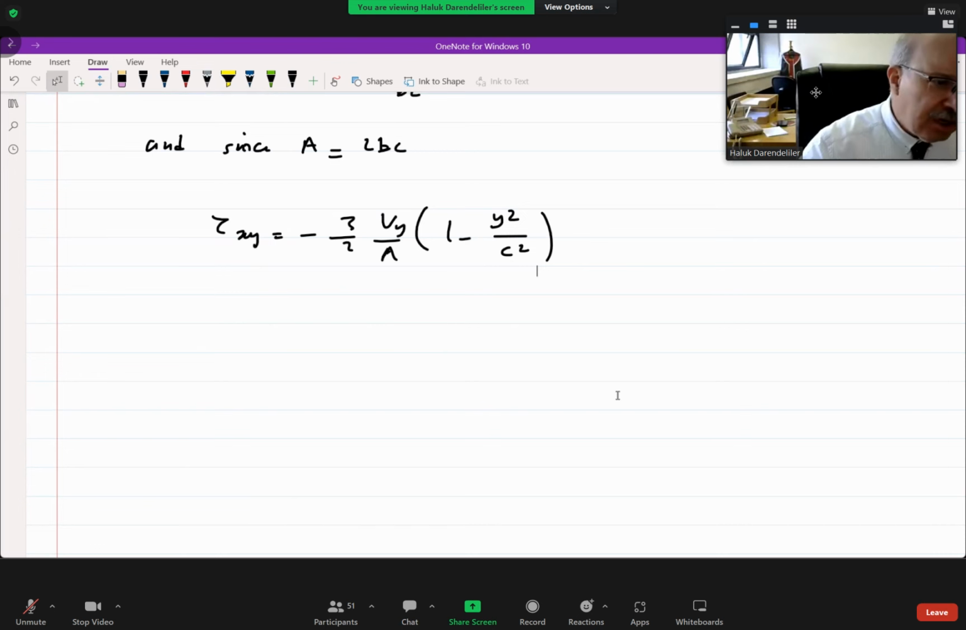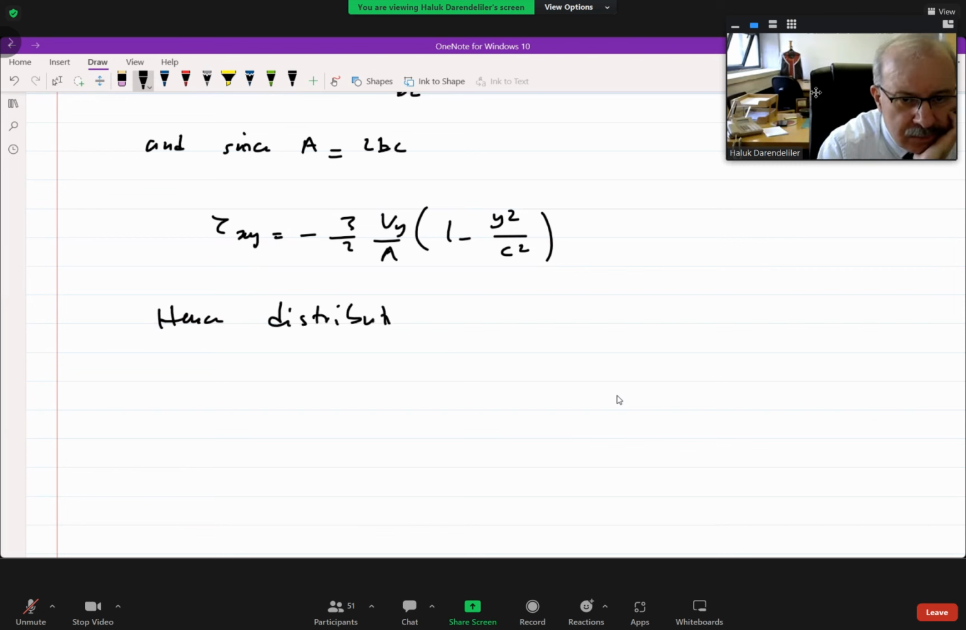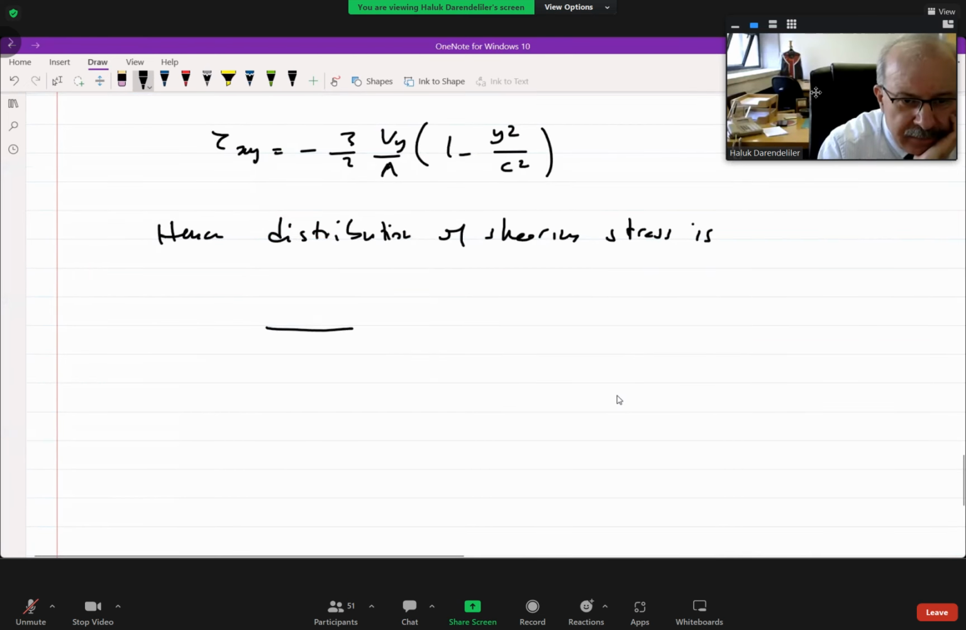Okay. For this cross section, let's look at the distribution of the shear stress. Hence, distribution of shearing stress is, now look, this is the beam that we were talking about. Okay. And this is the y-axis. And this axis is the tau xy average axis.